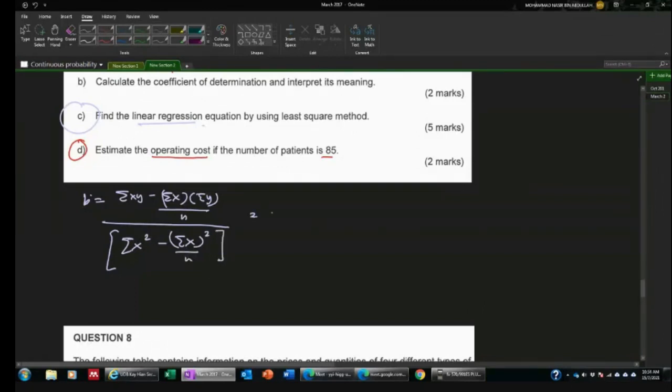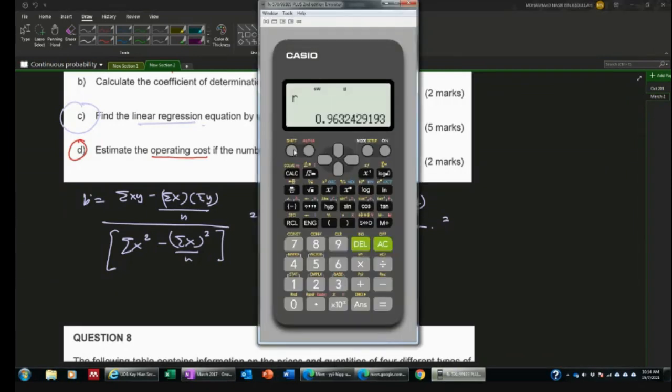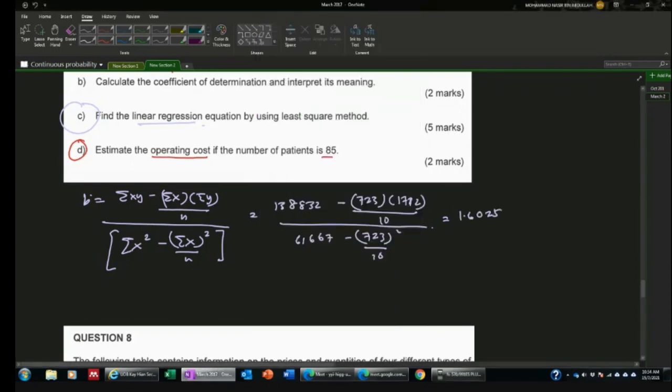So just input the values into the formula: 138832 minus 723 multiplied by 1712 divided by 10, everything divided by 61667 minus 723 squared divided by 10. Don't calculate manually; press the calculator, press 5 and find b, number 2. It should be equal to 1.6025.